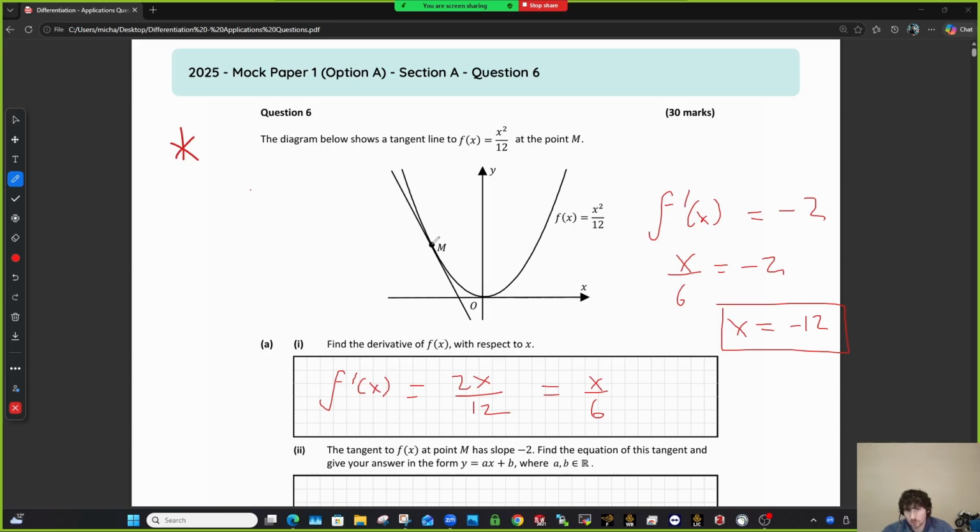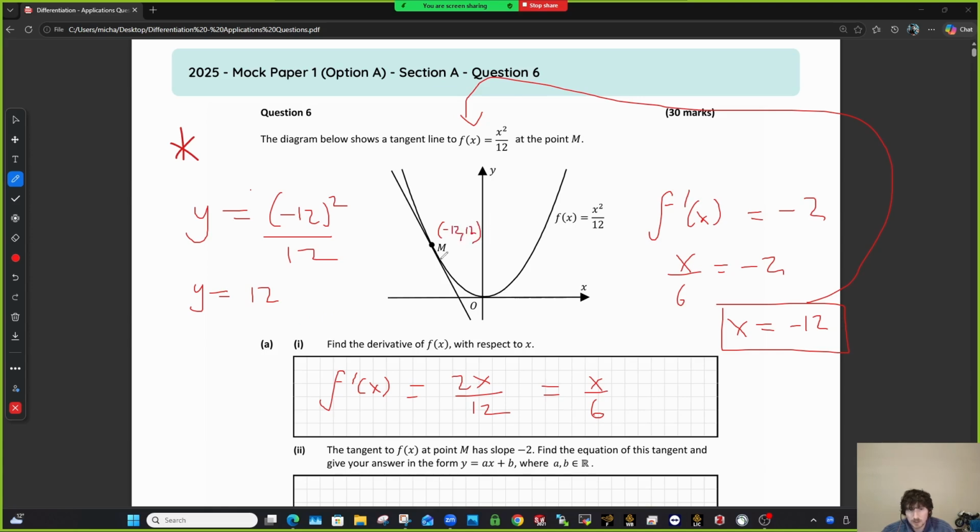Now we do need m as a point, so we're missing its y value. We get its y value from subbing into f of x because f of x is y. We should all know this. So y equals x minus 12 squared over 12, and so y then equals 12. So m as a point is -12, 12.